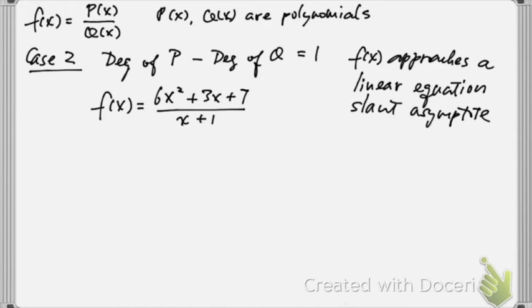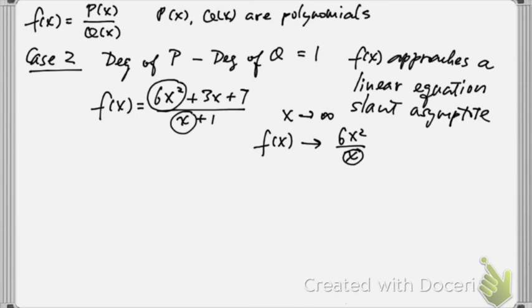So if we use the same logic as we had before, given these functions, 6x squared plus 3x plus 7 in the numerator and x plus 1 in the denominator, as x approaches infinity, we might be tempted to say, well, as x goes to infinity, then the dominating term in the numerator is 6x squared, and the dominating term in the denominator is going to be x. So therefore, f of x would approach 6x squared divided by x. And since x is becoming very large, I can cancel out one of the x. So this is going to approach 6x. And that would be wrong. And we'll see why in a minute.